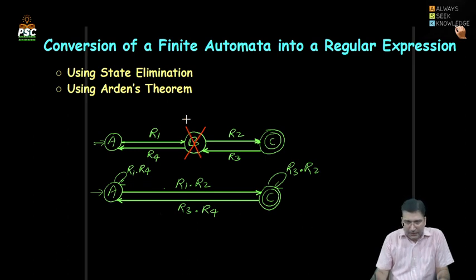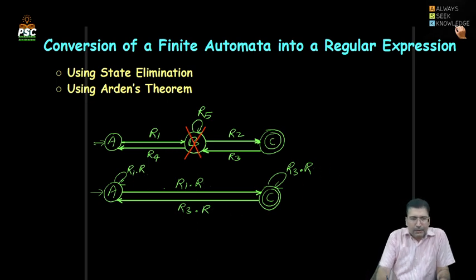Now if I assume there is a loop on state B, and let's say I'm writing here R5. Okay, so if there is a loop here, how we will change these things? So by making a little changes, all these things you can modify.